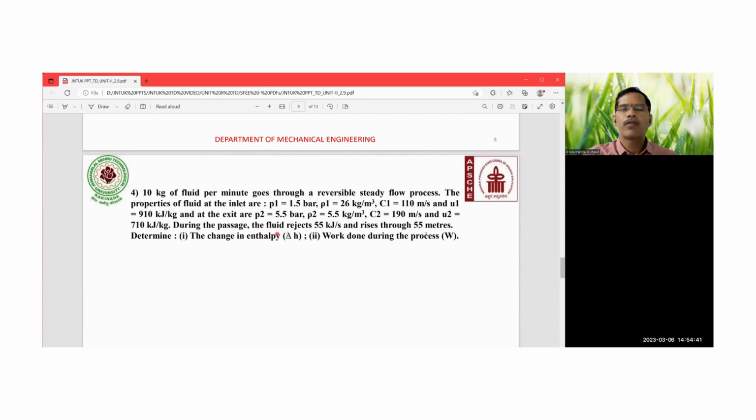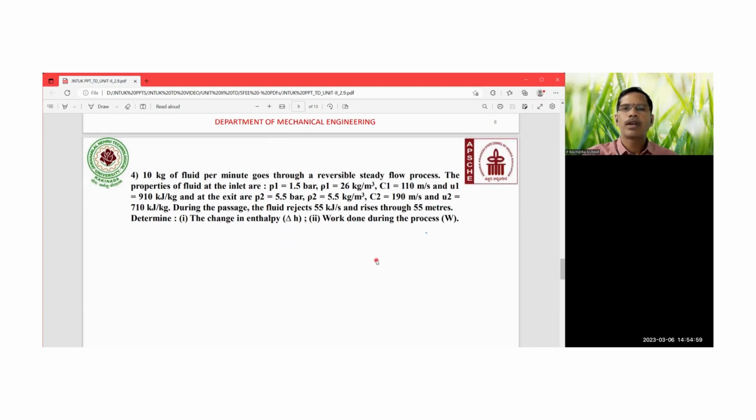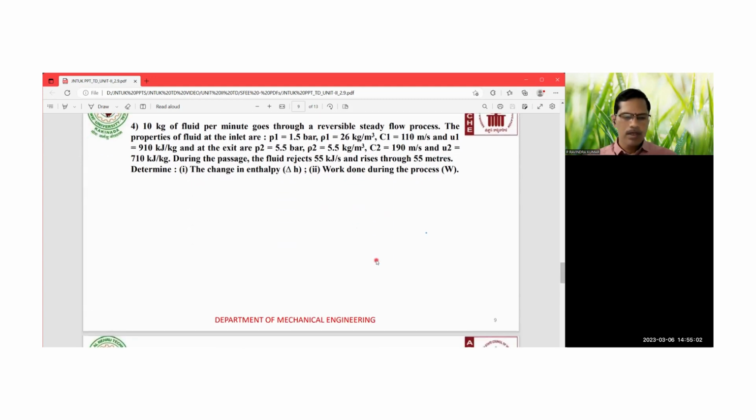During the passage, the fluid rejects 55 kilojoules per second, or you can call it kilowatts, and rises through 55 meters. Determine the change in enthalpy, and second, the work done during this particular process. So how are you going to solve this particular case?